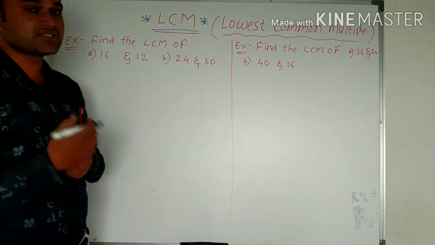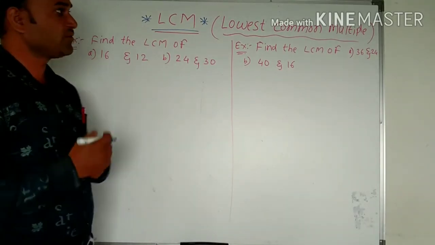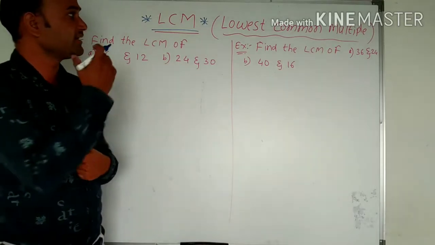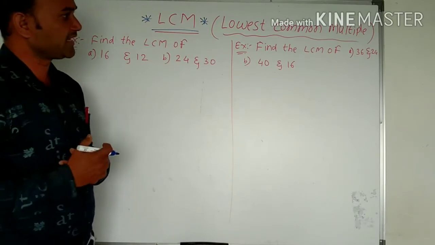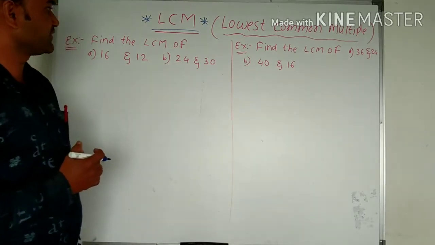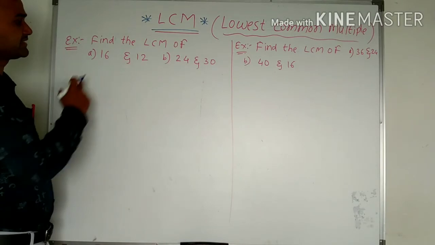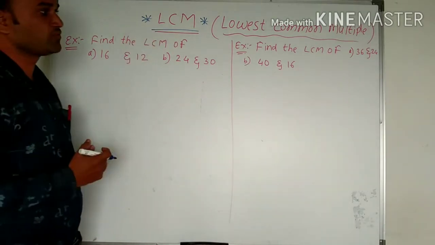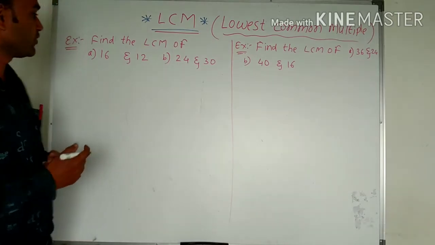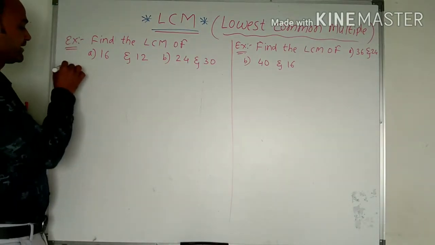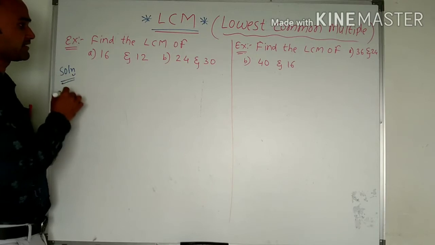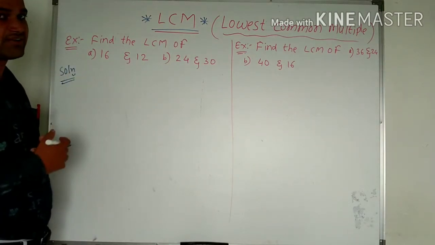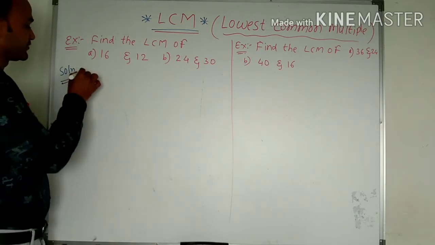There are two different methods of finding the LCM. We can see them one by one. First one: find the LCM of 16 and 12. As we know how to find the multiples, we go through the multiples method: finding the multiples, then the common multiples, and afterwards the lowest common multiple. In that way we are going to see the first question.